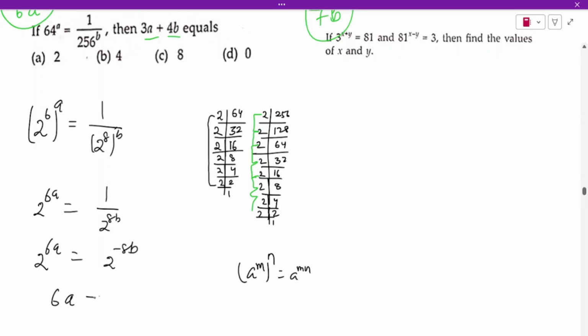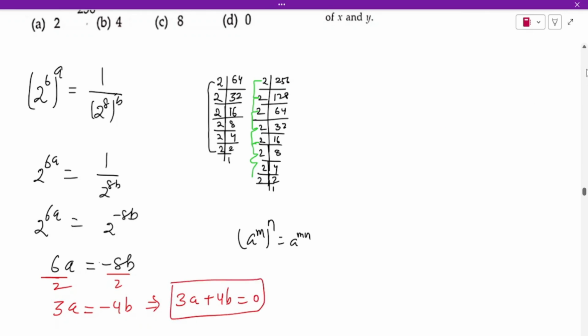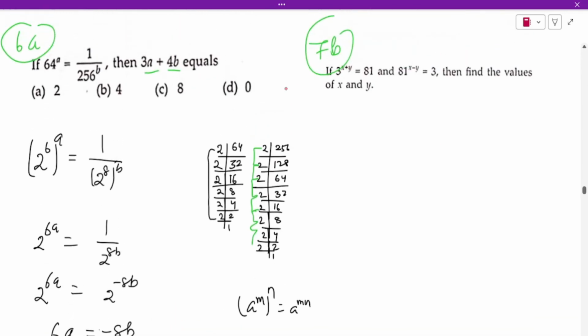So 6a is equal to minus 8b. Once we solve this, we can find that on both sides 2 is common. So by dividing both sides by 2, we end up with 3a is equal to minus 4b. If we bring this to the left, we get 3a plus 4b is equal to 0, which is the value of the given expression asked in the question. So option number D is correct.